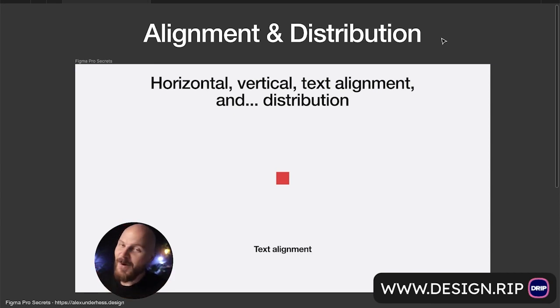Let's get back to our lesson about alignment and distribution. First of all, when it comes to alignment, we have to understand that there are six directions in which we can align elements. And these directions are left, top, right, bottom, horizontal center, and vertical center. Six types. How does it work in Figma?